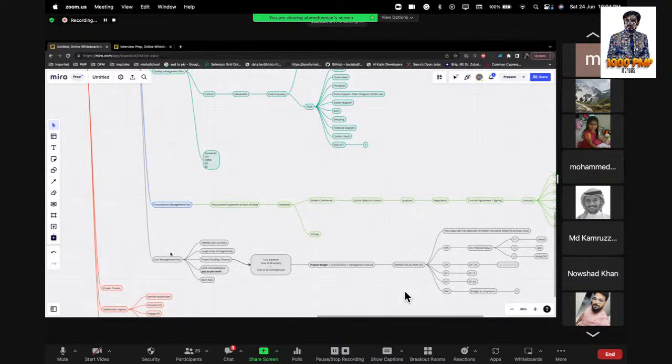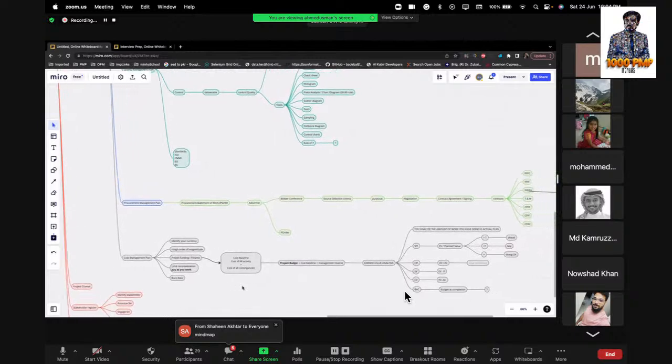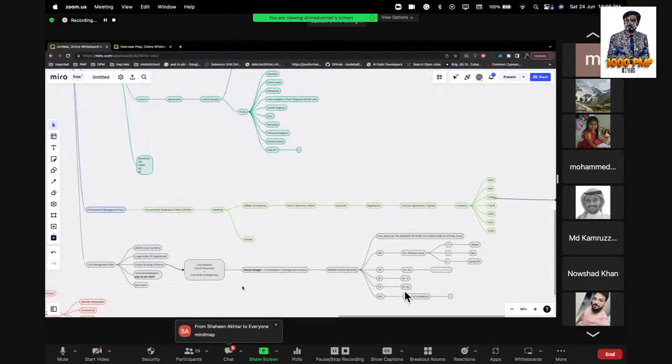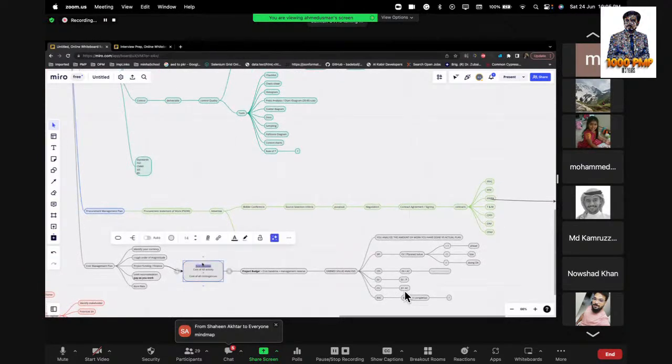Sure, I can. Under the cost management plan, we have a couple of subcategories. First of all, we need to identify our currency. Then we need to have a rough order of magnitude. Also, the project funding and financing. And the last is limit reconciliation, pay as you work. Moving forward, we have a couple of definitions we need to follow. First is the cost baseline. What is this cost baseline? It is the cost of all activities plus the cost of all contingencies.